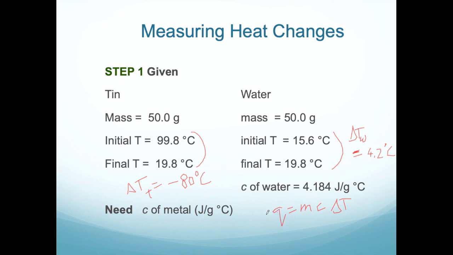Now, this amount of heat that went to the water is going to be the same amount of heat that left our tin. So if we have Q for our tin, and we have the mass of tin, and delta T for the tin, we can then solve for the specific heat capacity of tin. Okay? If you want to try this yourselves, pause this video, but I will now go ahead and explain how we go about this.